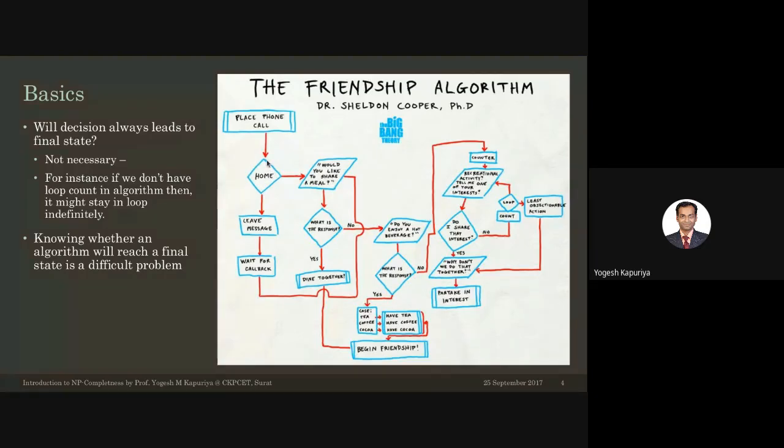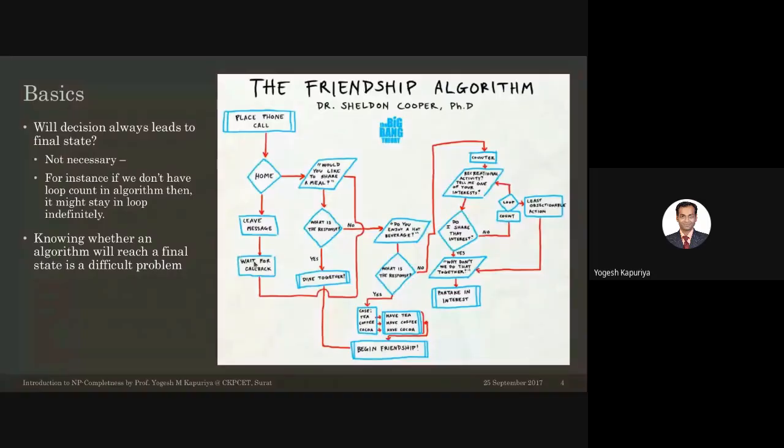The second path which can happen is something like this. If you are not home when you call, then you leave a message, then you wait for a call back, and once you receive the call, this loop will execute.